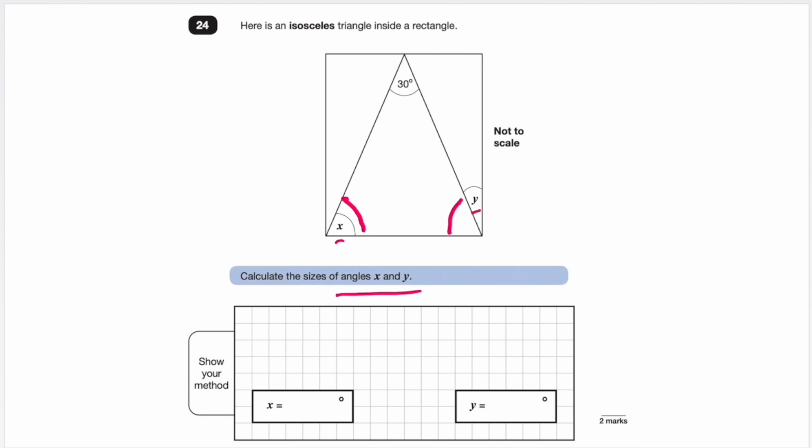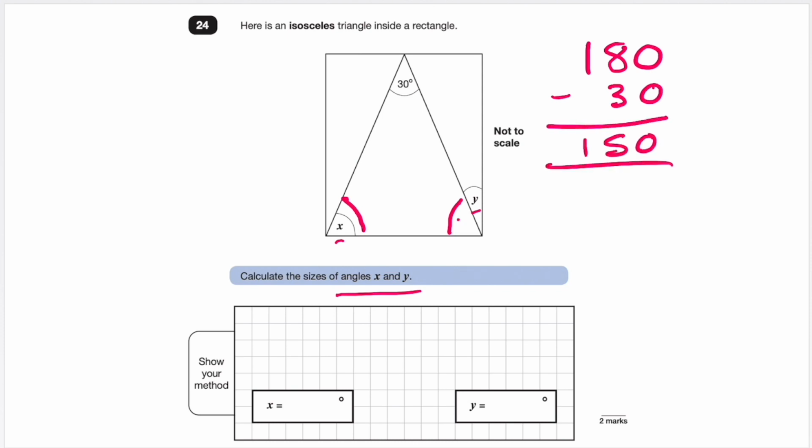Therefore, we can use our knowledge of triangles and understand that a triangle equals 180 internal angle. So if I subtract my 30, I'm going to be left with 150. So these 2 angles together equal 150. Therefore, one on their own equals 75. So my X angle here equals 75 degrees. So I can put that in my answer already.